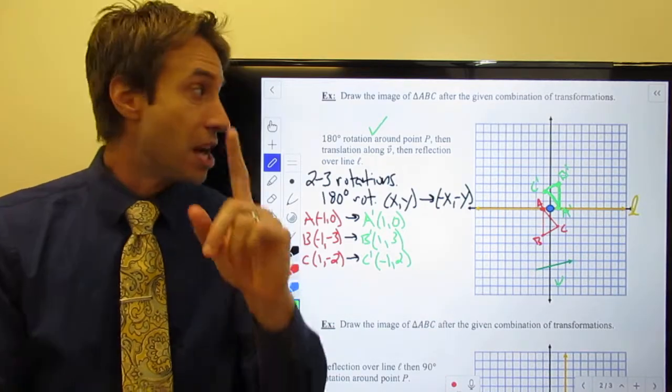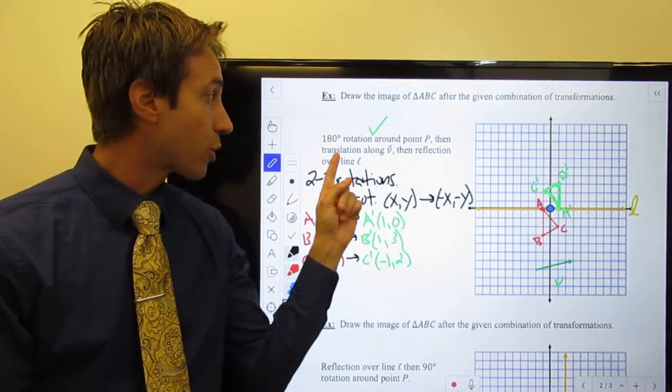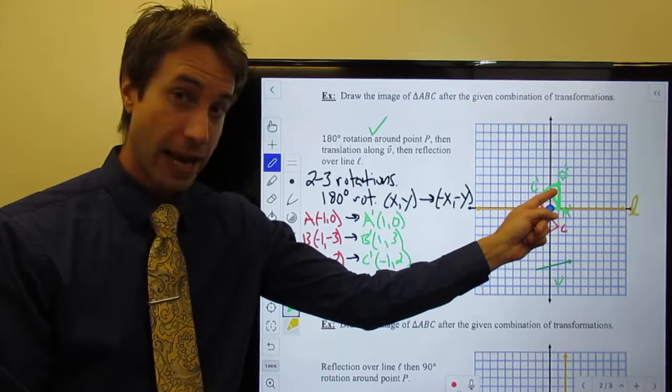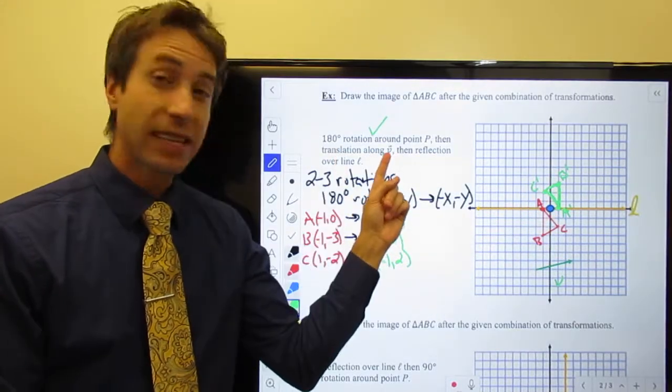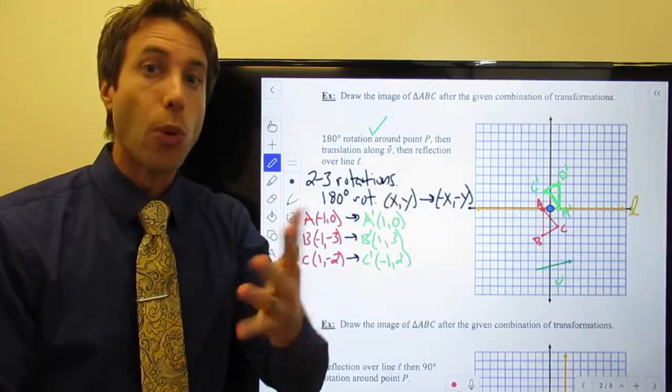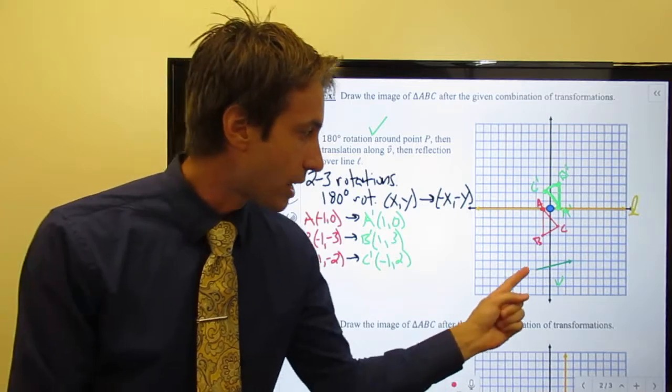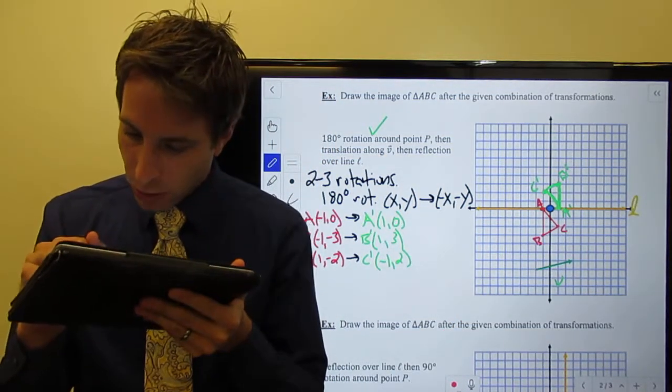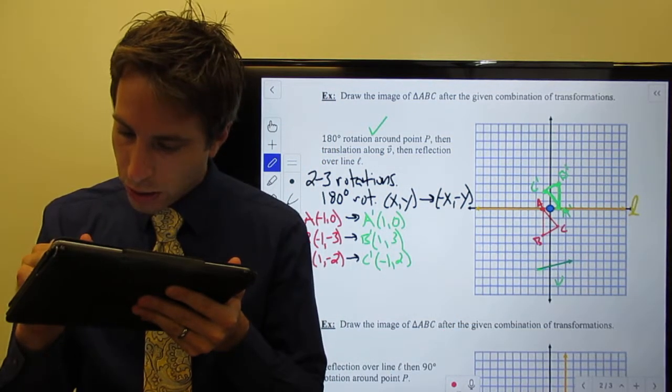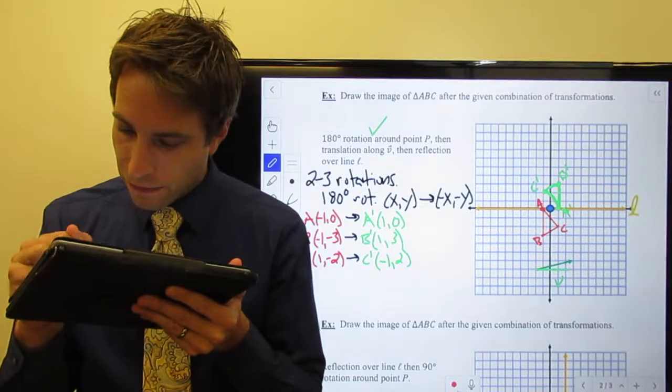But we're not done. Now they want me to translate that triangle along vector V. Well, let's find the coordinates. So my run is going to be positive 1, 2, 3, 4, 5.